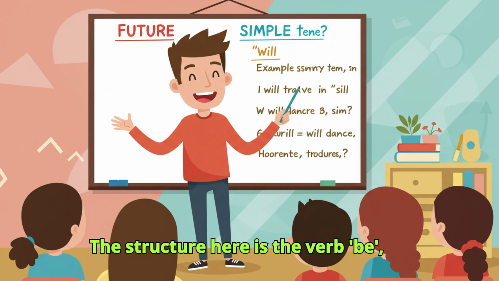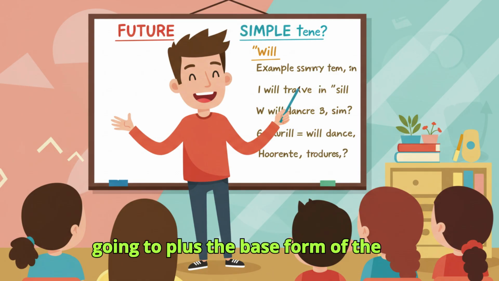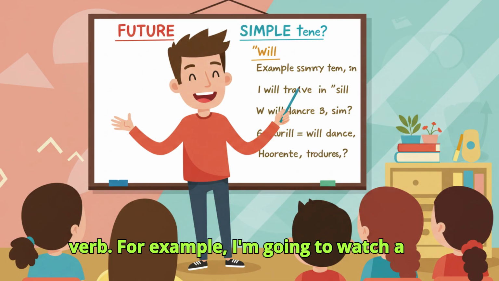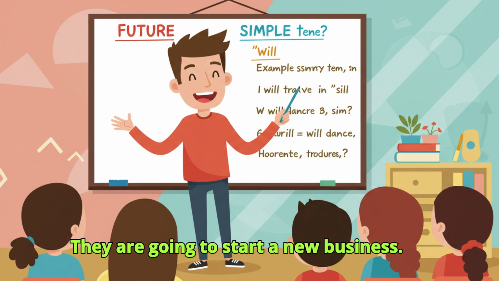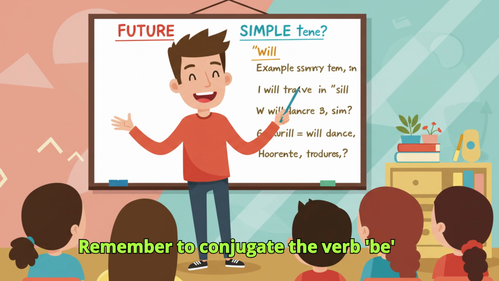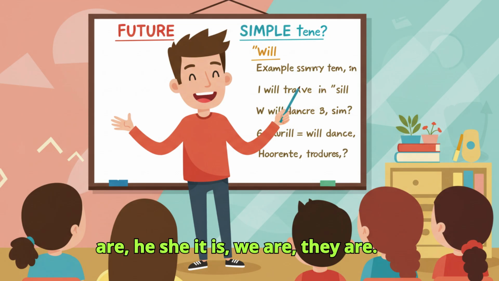The structure here is the verb be, am, is, are, plus going to, plus the base form of the verb. For example, I am going to watch a movie. She is going to visit her parents. They are going to start a new business. Remember to conjugate the verb be correctly with the subject. I am, you are, he, she, it is, we are, they are.